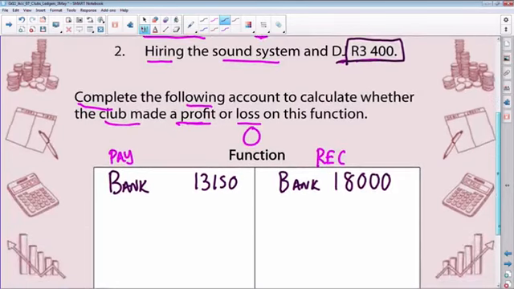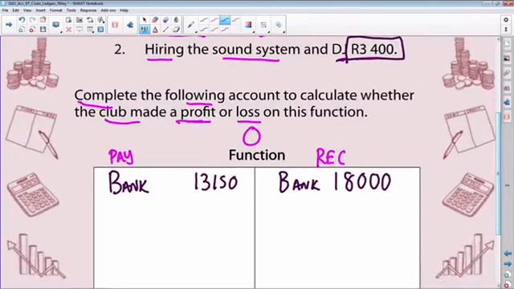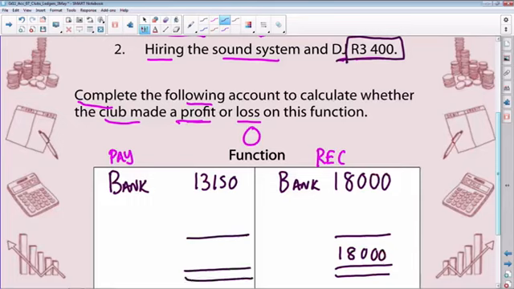Now remember guys, in accounting, we obviously need to do this properly. So I'm going to start with the credit side. On the credit side, I'm getting a total of 18,000. And I'm going to transfer this total to the debit side, 18,000. So we've obviously made a profit on this function or on this dance.